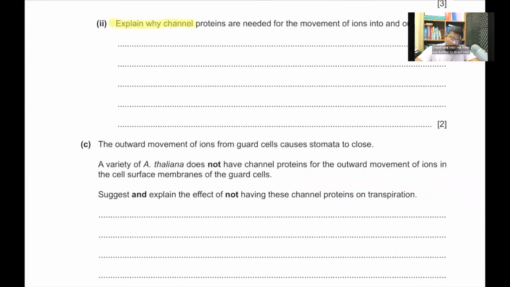Part 2, explain why channel proteins are needed for the movement of ions into and out of cells. You see, channel proteins allow facilitated diffusion. So facilitated diffusion allows ions, those that are charged, to pass through with the concentration gradient. They cannot pass through the phospholipid bilayer because they are charged, so they will be able to pass through the phospholipid bilayer with the channel protein.